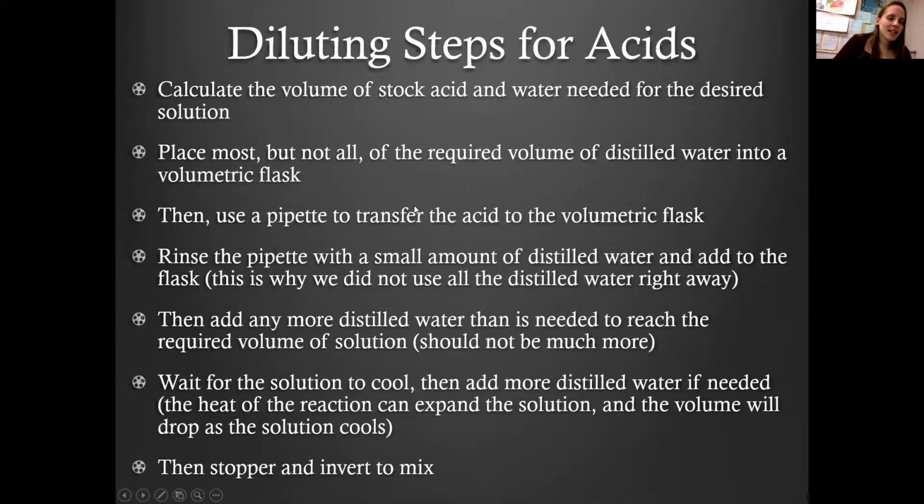If it's an acid, again, you still have to calculate how much of the acid and how much water you're going to need. But this time you're going to place the water in first. You'll place most of the water in. Then you'll use a pipette once again to transfer the solution. This time the acid is getting transferred into the water. And then you'll once again rinse the pipette with some distilled water. Add that rinsed water to your flask as well, and then any more water that's needed.